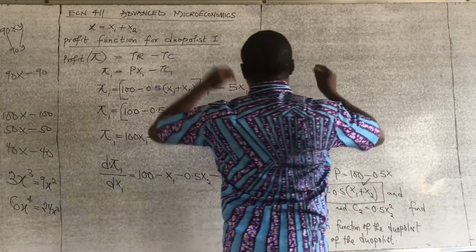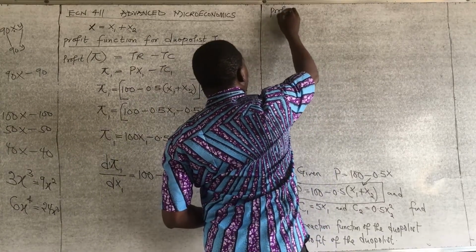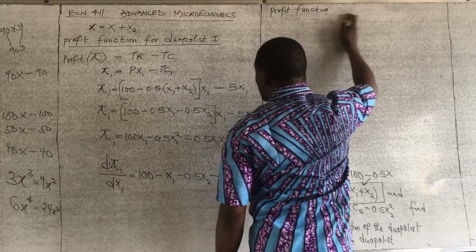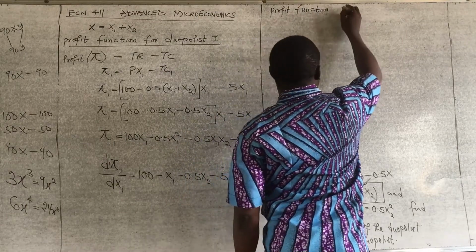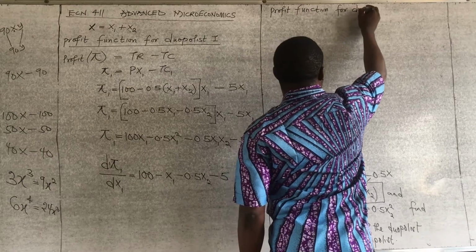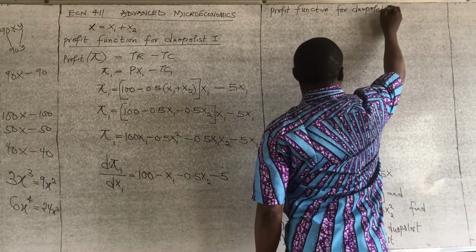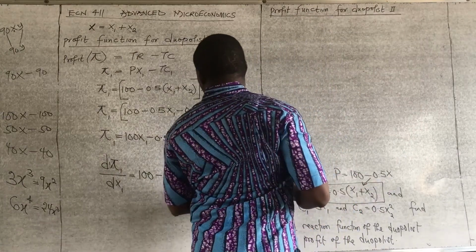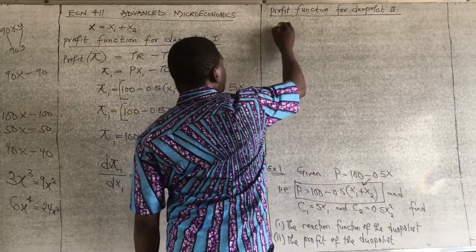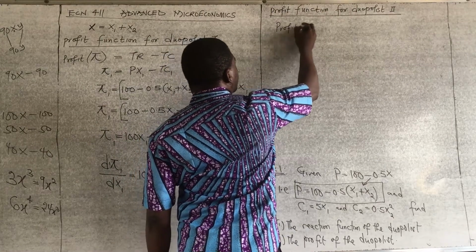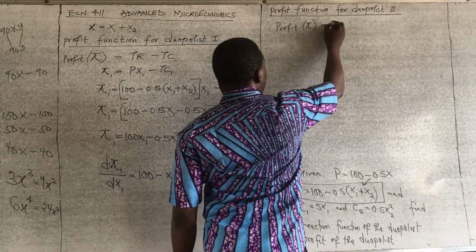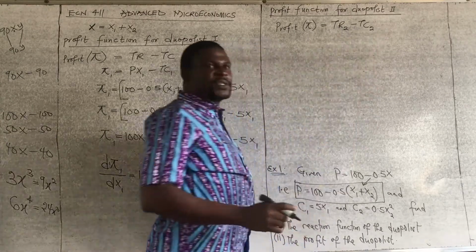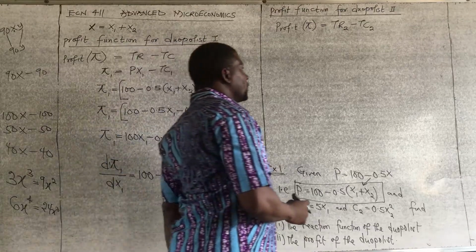Well, let's do the profit function for Duopolis 2. So here now, I'm not going to talk. You are the one that will tell me what I will get if I differentiate the profit function for Duopolis 2. Profit is total revenue 2 minus total cost 2. Are we together? Yes, sir.